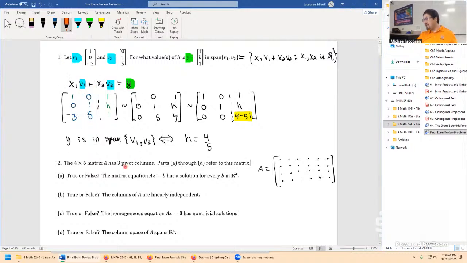Next piece of information tells us it has 3 pivot columns. So I'll circle the pivots, which means that entry right there is non-zero, or it'll become non-zero once we do some row operations. I don't know exactly which columns are pivot columns, so I'm just going to pretend it's columns 1, 2, and 3. It won't change the analysis, but it has to be exactly 3, so visualize this way. Now we're just going through the true-false questions at this point. It says for true or false, the matrix equation AX equals B has a solution for every B in R4. What would you all say to that? Does this feel true or does it feel false?